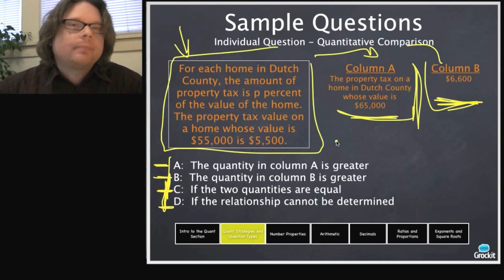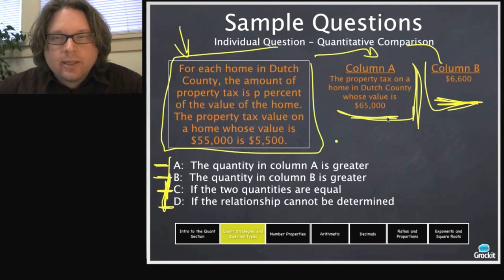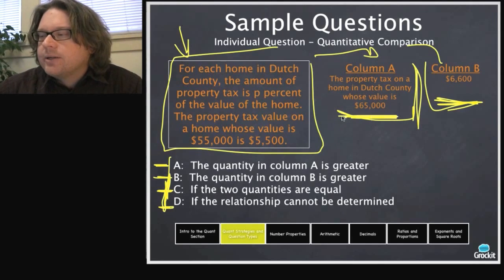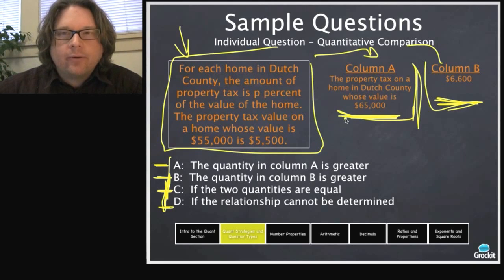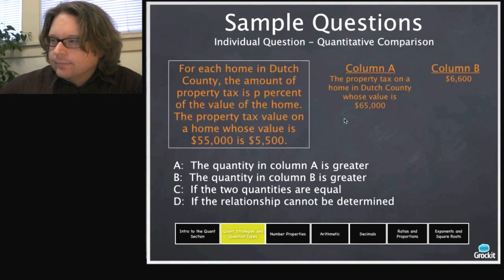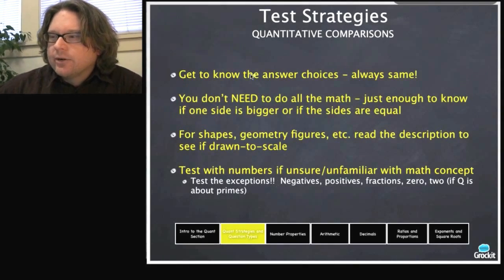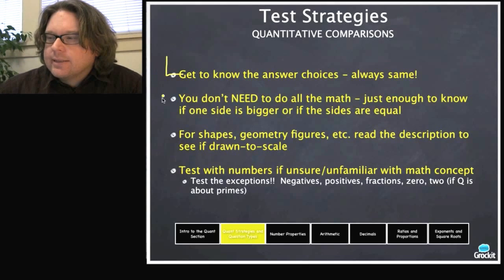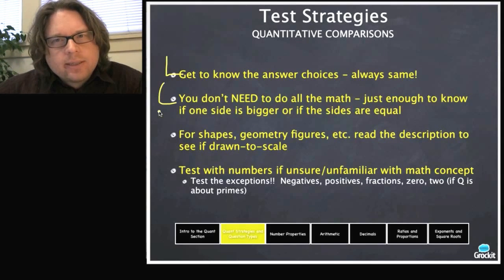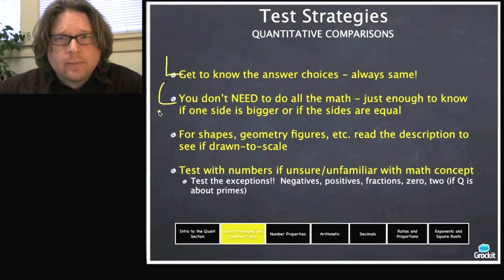We'll cover more information on that later, but just know that it can vary a little bit in format. So your strategy overall, like I said, answer choices are always the same. You don't need to do all the math. You just need to do enough that you can actually compare the two columns. And this is an important distinction to make.